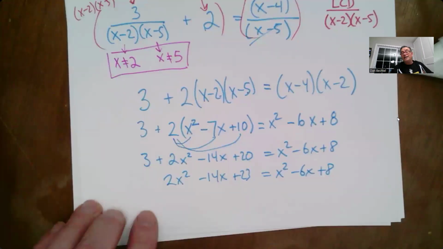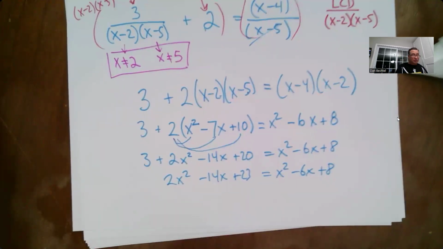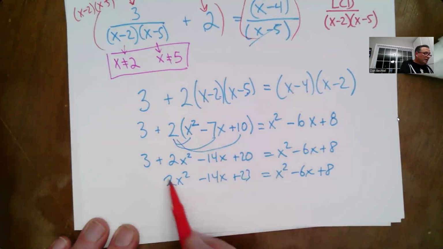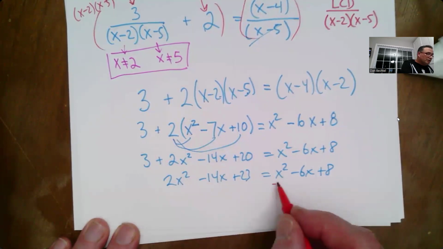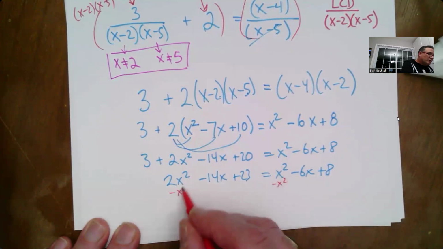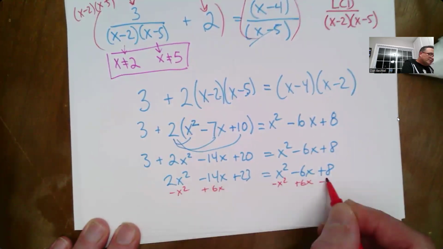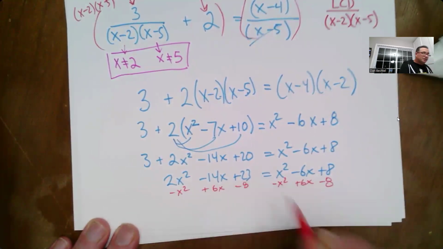Okay, I need to get this equal to 0 for me to be able to solve it. So I'm going to move these over to this side so that I have a positive x squared, because I've got 2 of them here and 1 of them there. So I'll subtract x squared. I'm going to add 6x, and I'm going to subtract 8 from both sides.